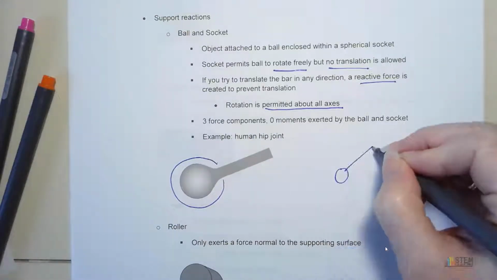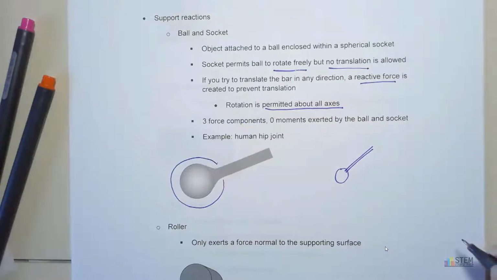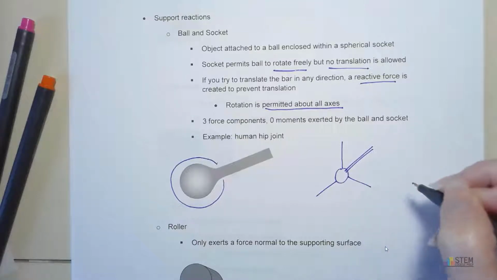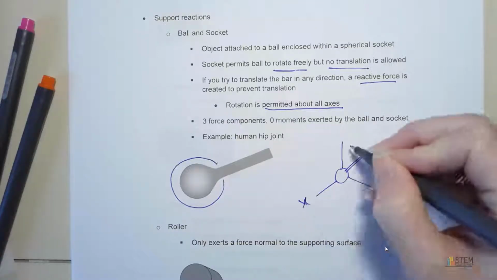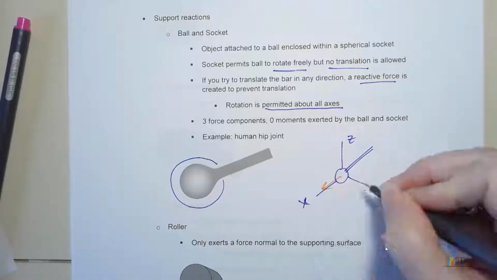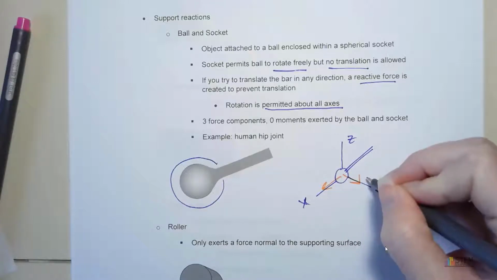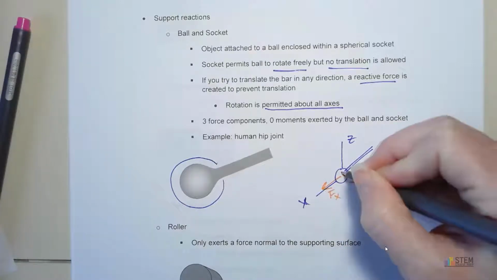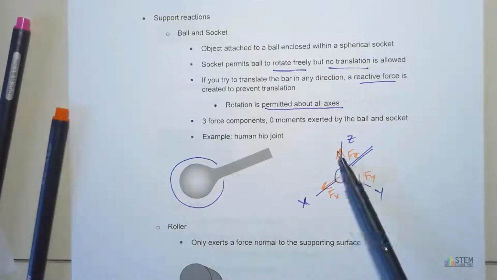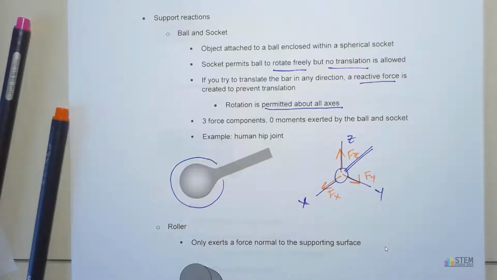So if I was to draw the free body diagram, let's say it looks like this. Then let's draw our coordinate system. Let's say this is X, this is Y, that's Z. On the free body diagram, I'm going to have a force in the X direction, one in the Y direction, and then also in the Z direction. Okay? And these forces are what prevent the translation. The rotation is allowed because we don't have any couple moments provided by this support.